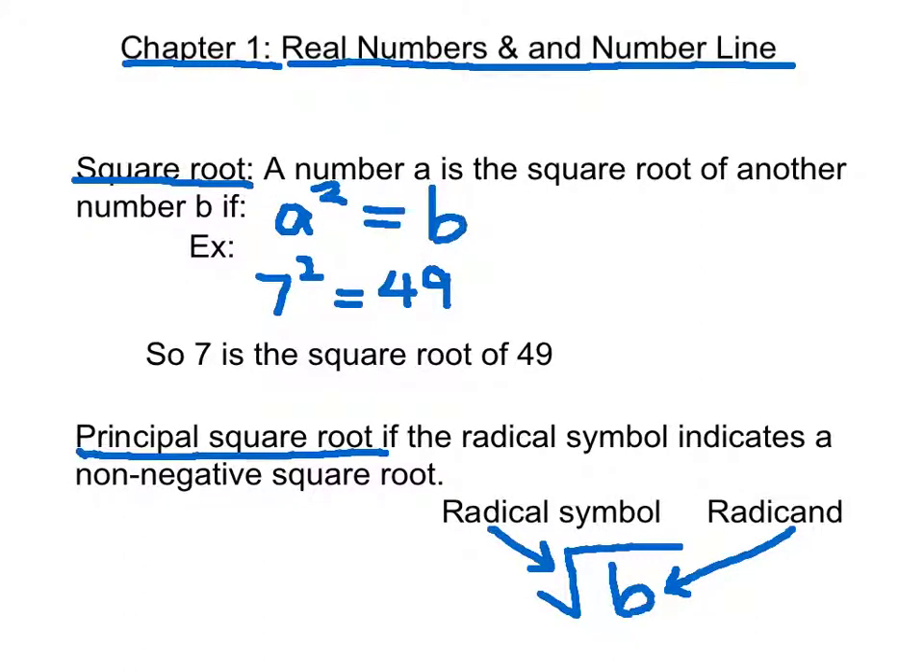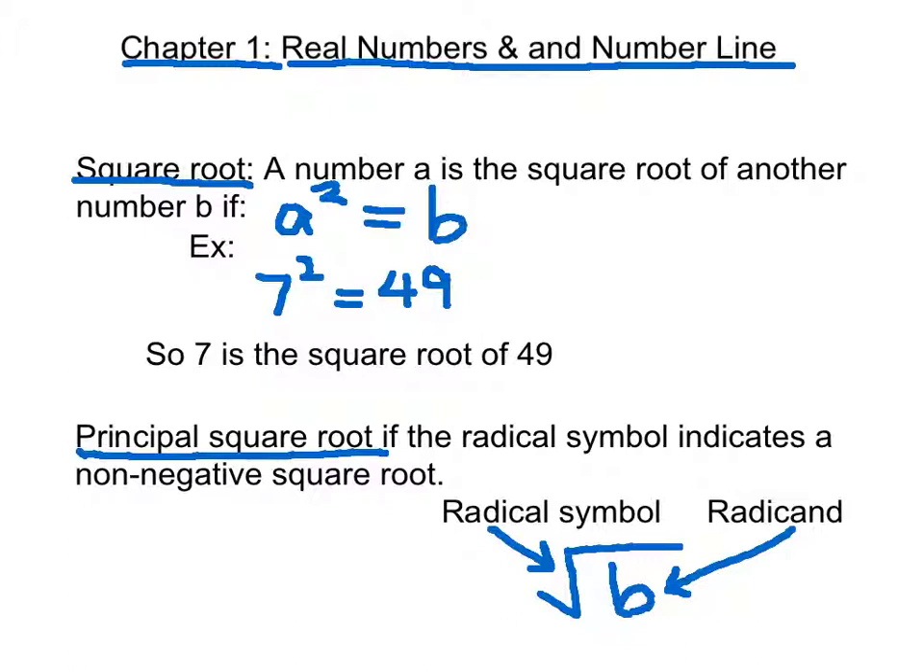We're looking at Chapter 1, Section 3, Real Numbers and the Number Line. Square root, let's talk about that. The number a is the square root of another number b if you square a, you'll get the number b. So for example, 7 squared equals 49, so 7 is the square root of 49.